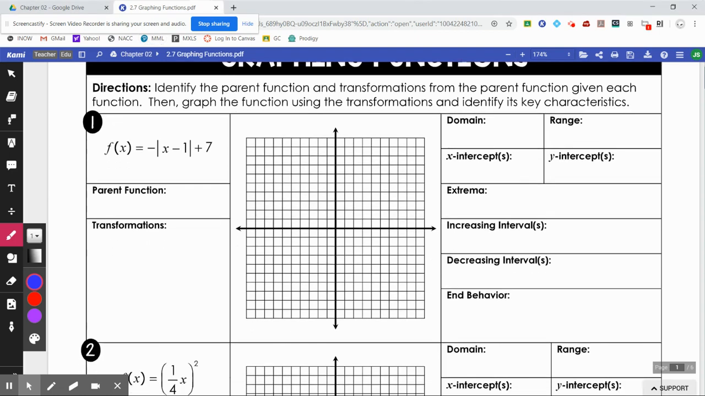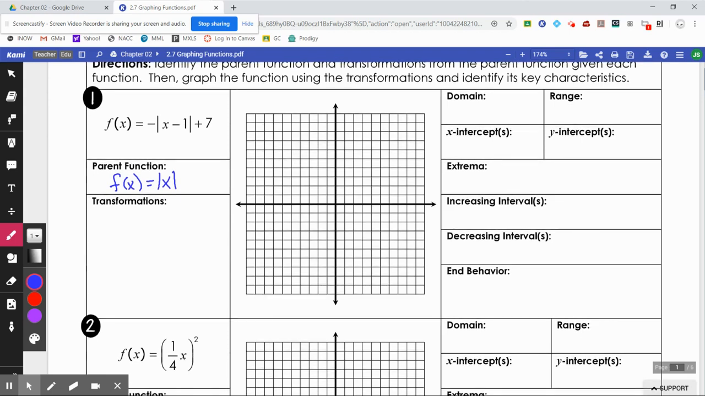First problem, our parent function is going to be the absolute value function. And the transformations from there: stretches and compressions, we have none. We do have a flip. And then we're going to translate our points right 1 and up 7.